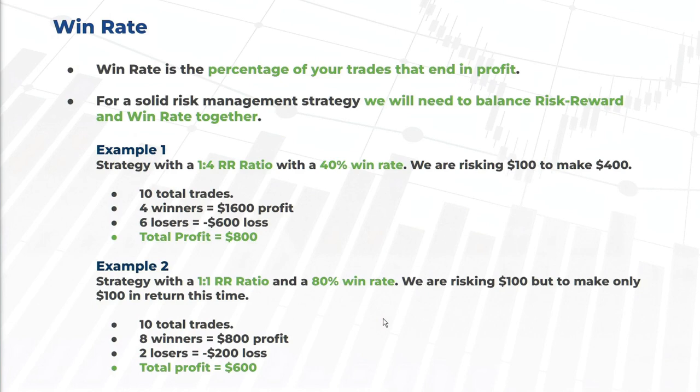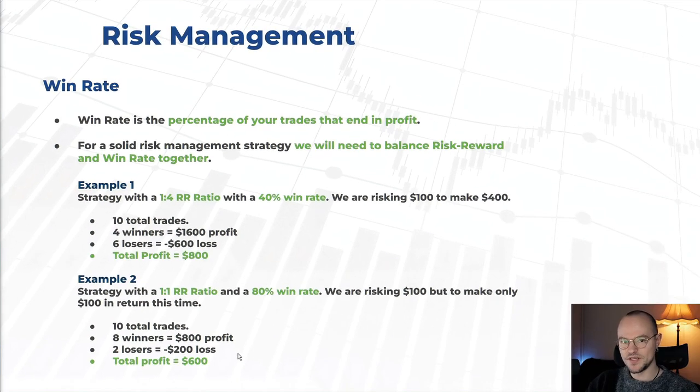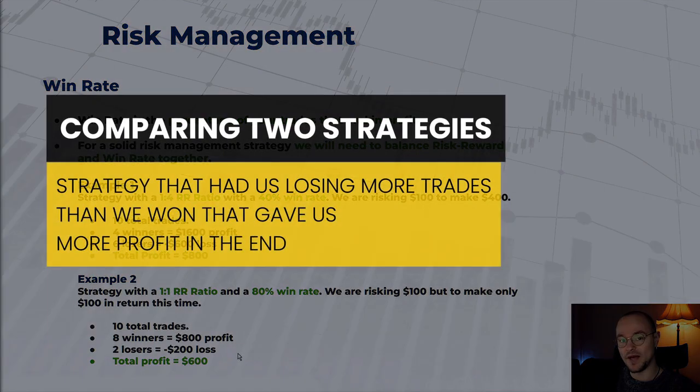So again, we have 10 total trades, 80% win rate, so we have 8 winners, which equals $800 profit, and 2 losers, which is a minus $200 loss. That gives us a total profit of $600. So, as you can see, even though one strategy has us winning almost every trade, it was the strategy that had us losing more trades than we won that gave us more profit in the end.